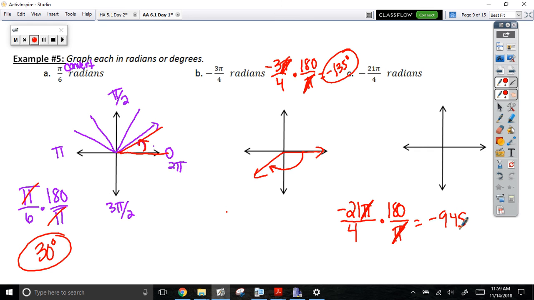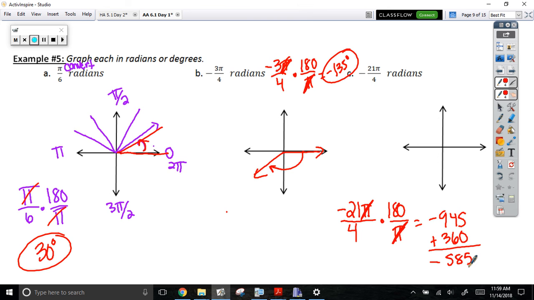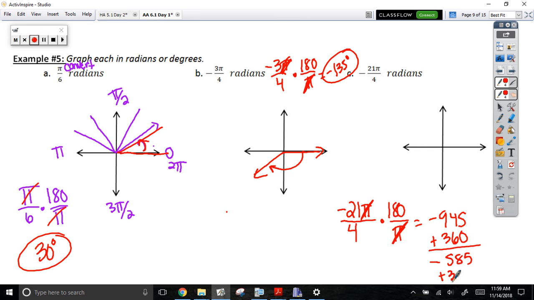Okay, so anything that's over 360 or under negative 360 goes around multiple times. If it were a positive, we would subtract 360 multiple times until we get there. Since it's a negative, we're actually going to add 360 until we get something that's between 0 and negative 360, because 360 is one whole revolution. So add 360 once, we'll get negative 585. Add 360 again, we get negative 225.